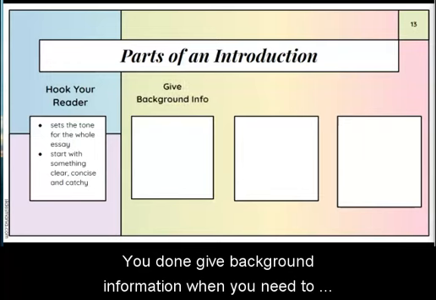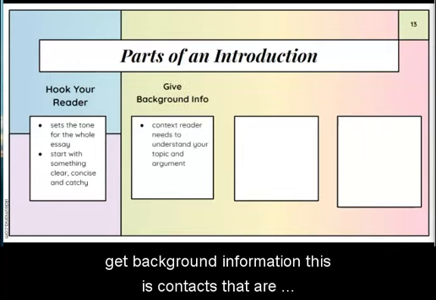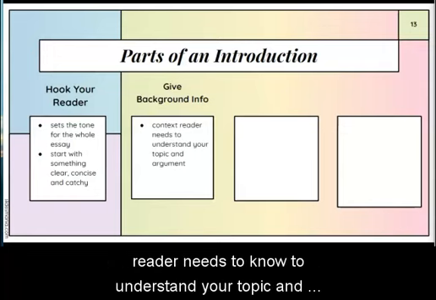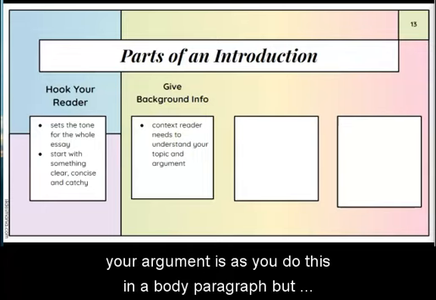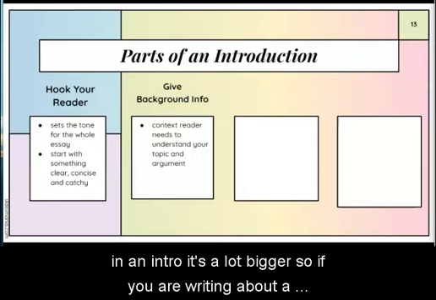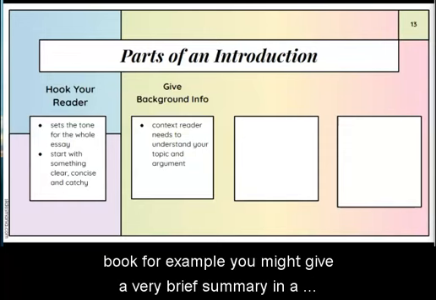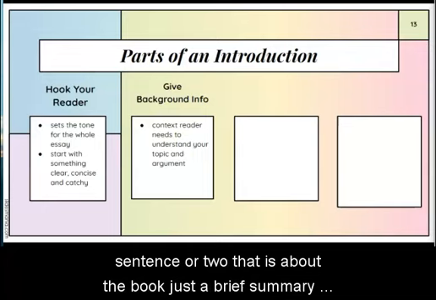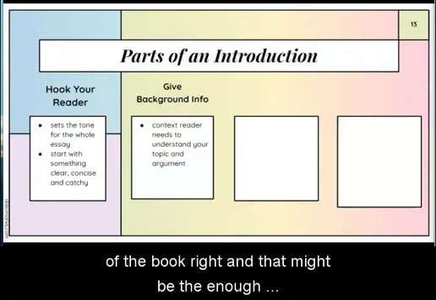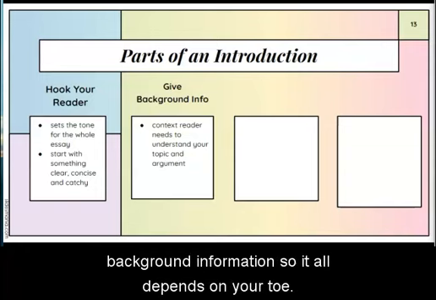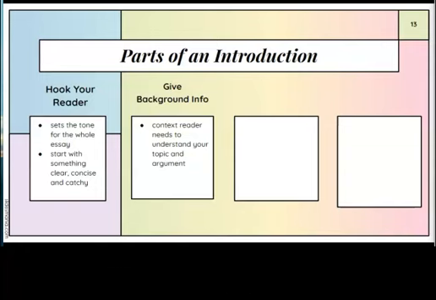You then give background information when you need to. This is context that a reader needs to know to understand your topic and your argument. You do this in a body paragraph, but in an intro, it's a lot bigger. So if you are writing about a book, for example, you might give a very brief summary in a sentence or two, just a brief summary of the book, right? And that might be enough background information. So it all depends on your topic.